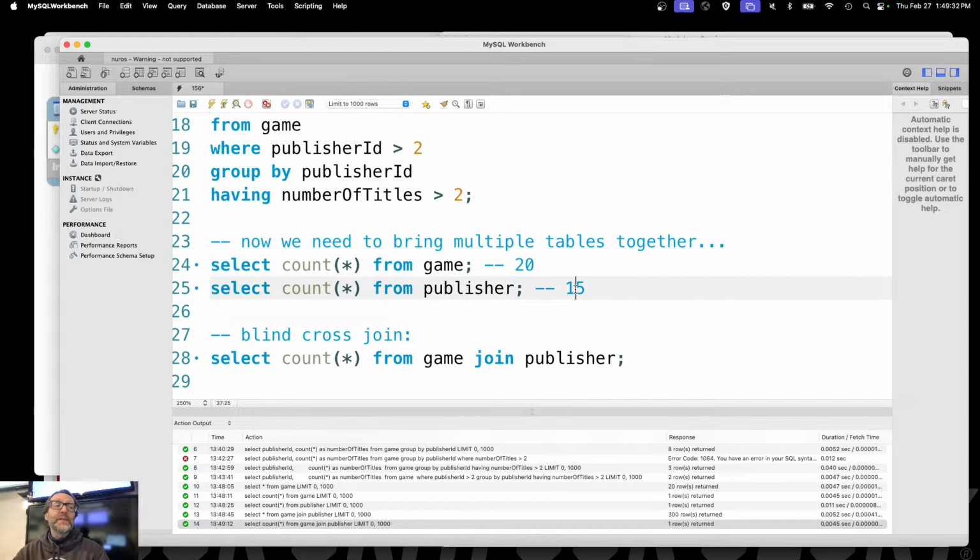A real database is going to have millions of elements, tens of millions of elements, billions of elements. What if this was 20 million and this was 15 million? Right? How many are going to be in there now? Not 300 million.